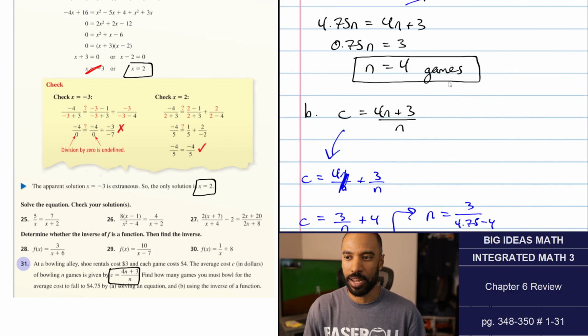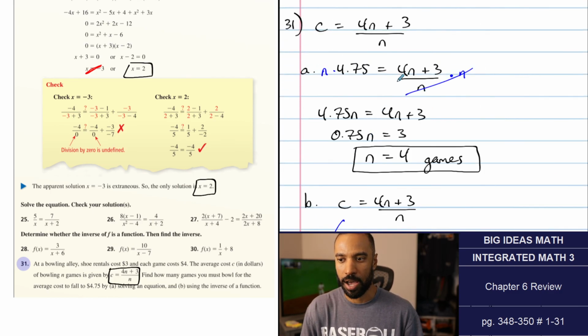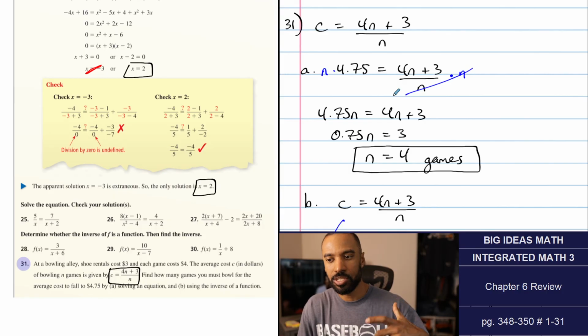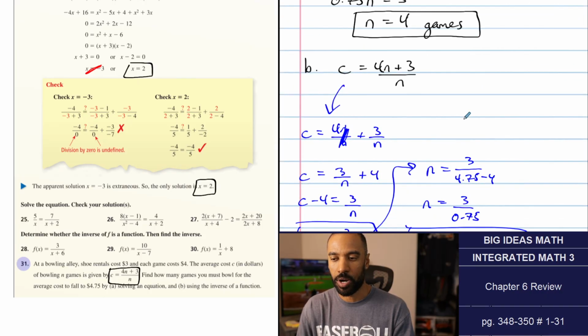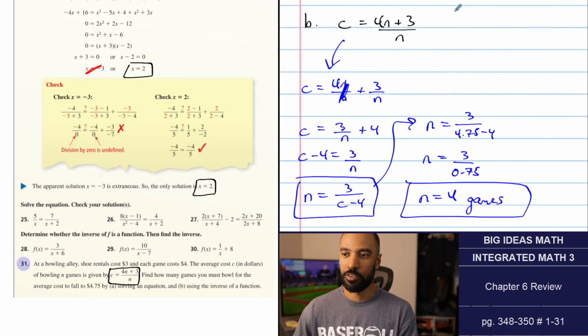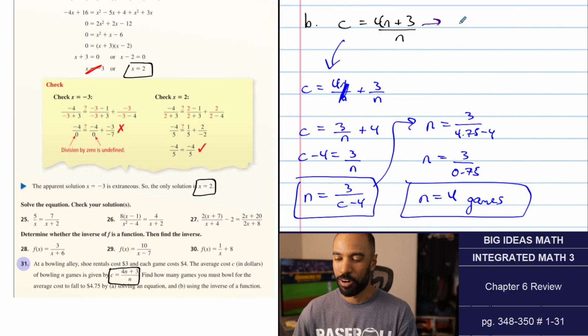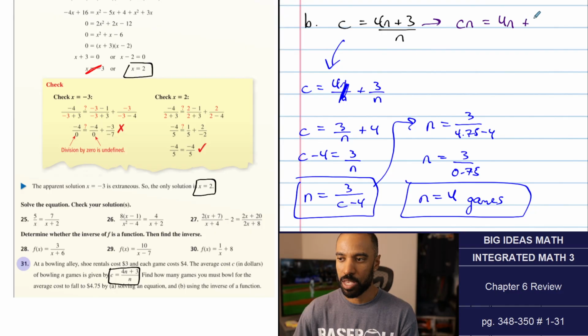Alternatively, what we could do is this. It's a little bit trickier, and it actually follows a little bit more of this model of getting the n's on one side of the equation, even though here they would combine. In our problem, they won't, but you'll see what I'm going to do here. This next version is the one I personally prefer, but let's see if you do. I'm going to multiply both sides by n to begin with, just like that previous problem had. We'll have c times n equals 4 times n plus 3.